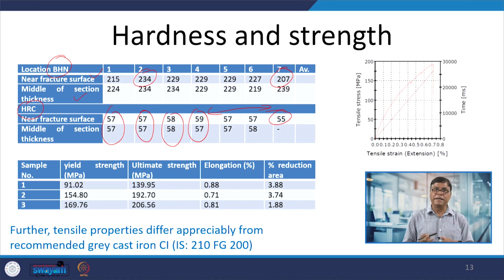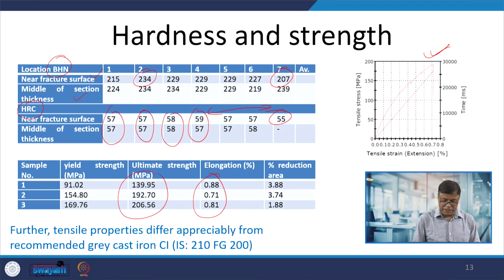Similarly, for the sample taken from the fractured sluice wall, the tensile tests were conducted, and this shows the typical stress strain diagram. Tensile tests were conducted on three different samples, and all showed very low ductility as expected, and the tensile strength variation was significant, and the same was with the yield strength, like 91 to 169 and 139 to. So, this suggests that there is a lot of variability in the property variation.